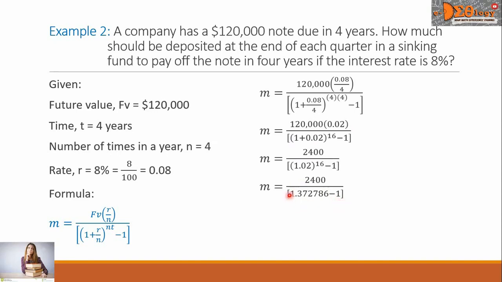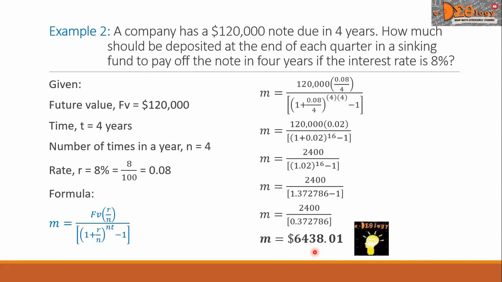It means this whole number 1 here will simply be eliminated. Only the pure decimal will come down, and that is the 0.372786. And then we will divide 2400 divided by 0.372786. And the quotient is 6438.01. We will attach the dollar sign. This is our sinking fund. This is our final answer.